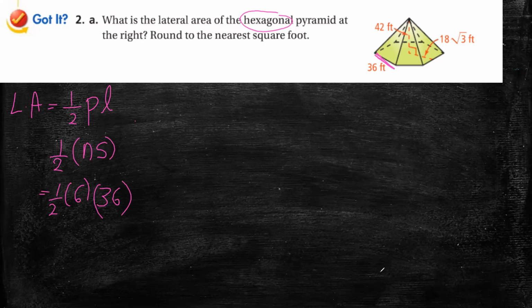I need now to find the slant height. To find the slant height, where's the slant height? Is it this one? No. This is the apothem of the hexagon. Is it this one? No, this is the height of the shape. This side, or this line segment here, is the slant height.